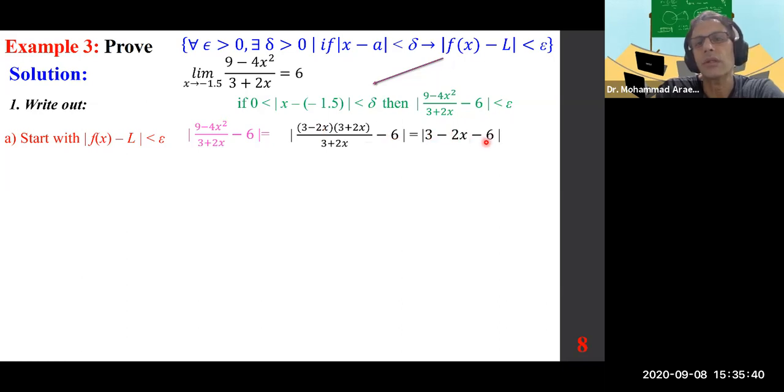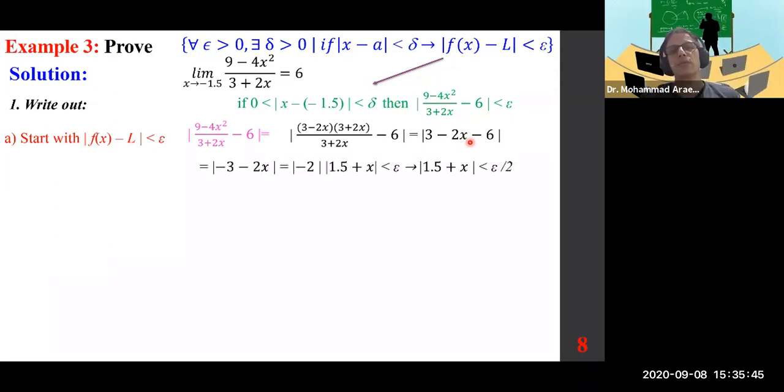So hold on to that. Eventually, we're going to come back. It's now the simplification of that. See what happens with the simplification. 3 and negative 6 add up to negative 3. If we factor out the negative 2, we want x plus 1.5, or 1.5 plus x, whatever. So if you factor out the negative 2, you get that 1.5 plus x. And then divide both sides by the absolute value of negative 2.